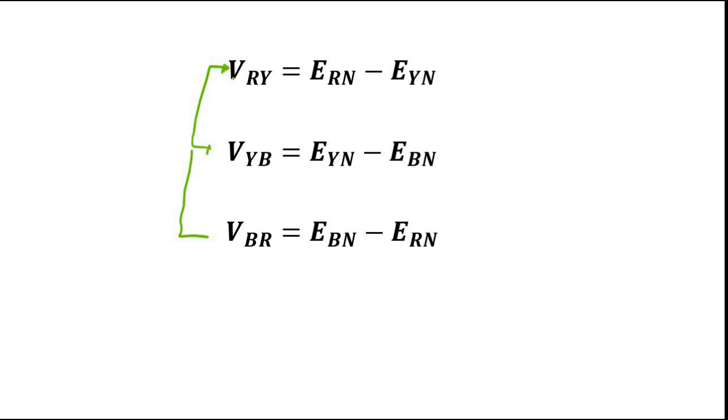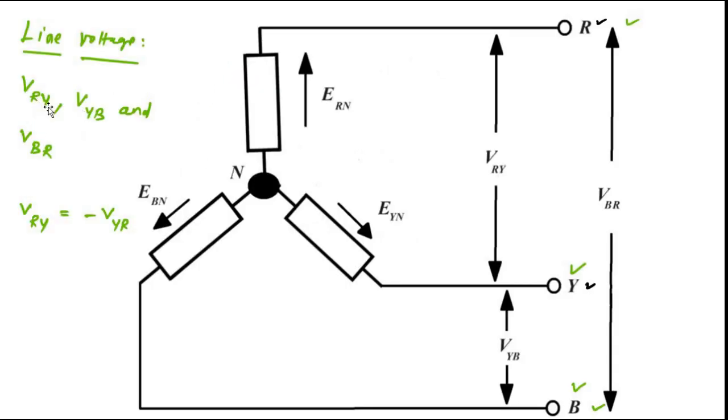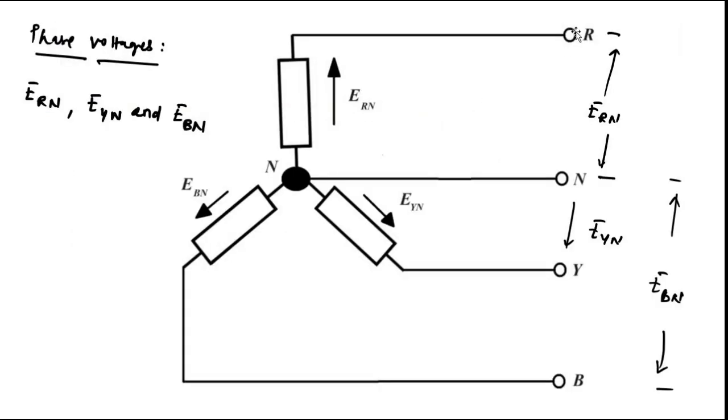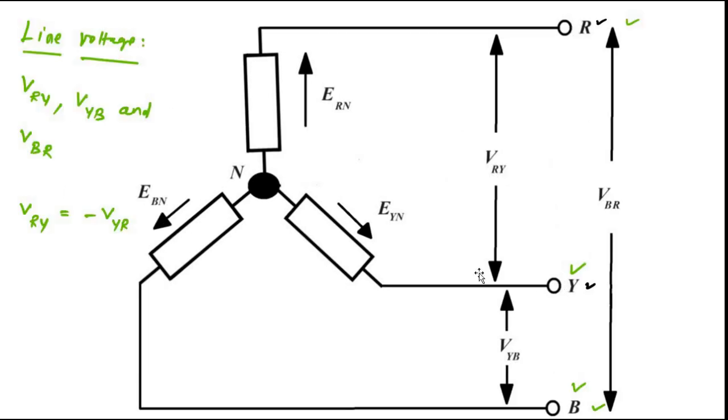So they should always be taken in this sequence, RY, YB, BR, RY, YB, BR, in that particular sequence. This is where the concept of phase sequence comes into play. So this is the phase voltage between a particular line and neutral, and this is the line voltage, the voltage between any two lines.